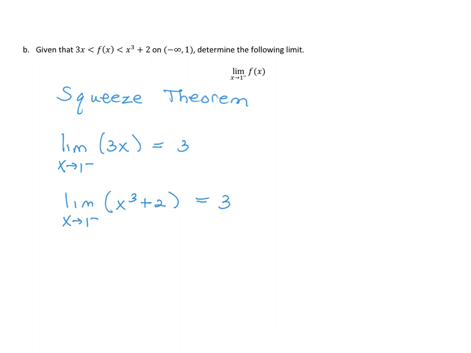So we just showed that, okay, this thing approaches 3, and this thing approaches 3. And this function is always trapped between these two on this interval. In this instance, the Squeeze theorem asserts that under these conditions, the limit as x approaches 1 from the left of f of x is forced to be 3 as well. So if this one goes to 3, and this one goes to 3, and this is always between those two things, then this has to go to 3 as well.